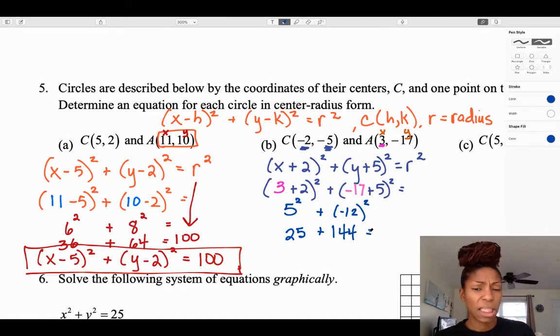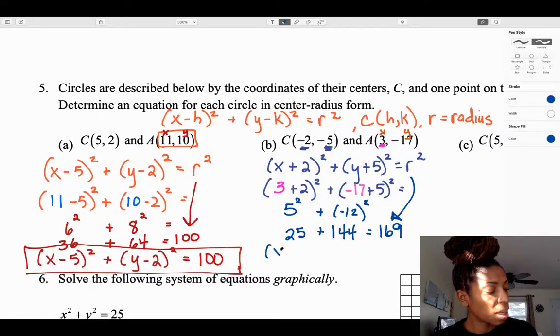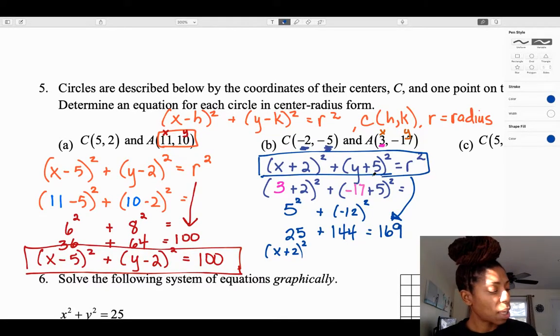So we add these, we'll get 169. So then r squared is 169. Now I can write my equation. (x plus 2) squared, I'm just rewriting this. (x plus 2) squared plus (y plus 5) squared equals 169.